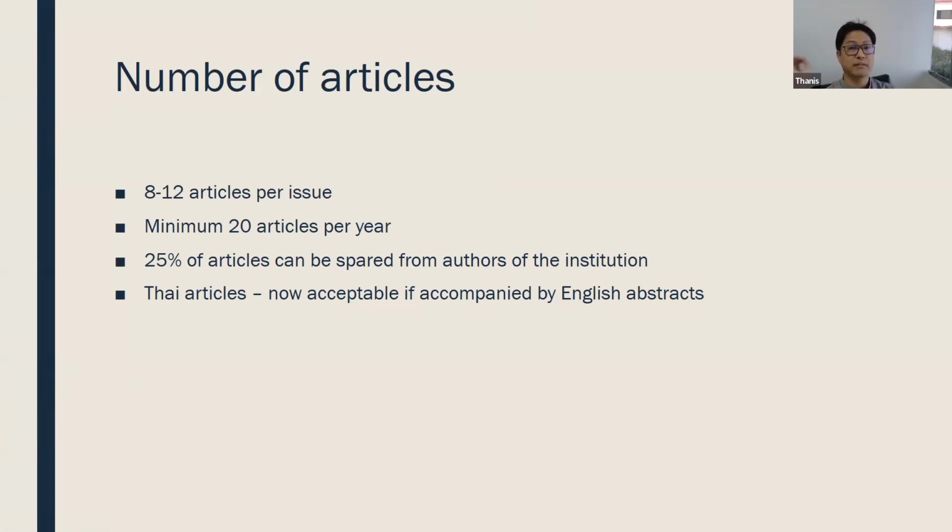Lucky for us, at least right now, the Thai journals publishing Thai articles are already accepted in SCOPUS. Now it used to be only English, right? But again, SCOPUS is now promoting diversity, right? So journals that are dominated by Thai articles are now being accepted as well. Your job is to make sure the translation is done. So you have to do the translation for the abstracts.